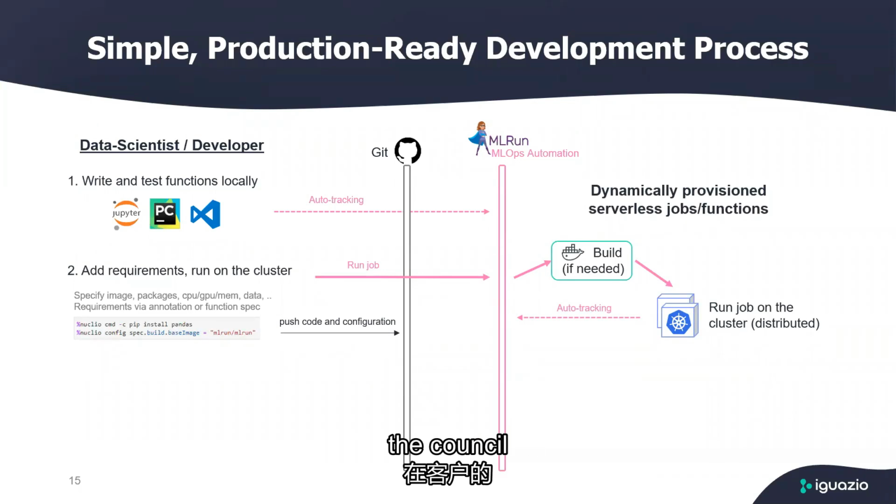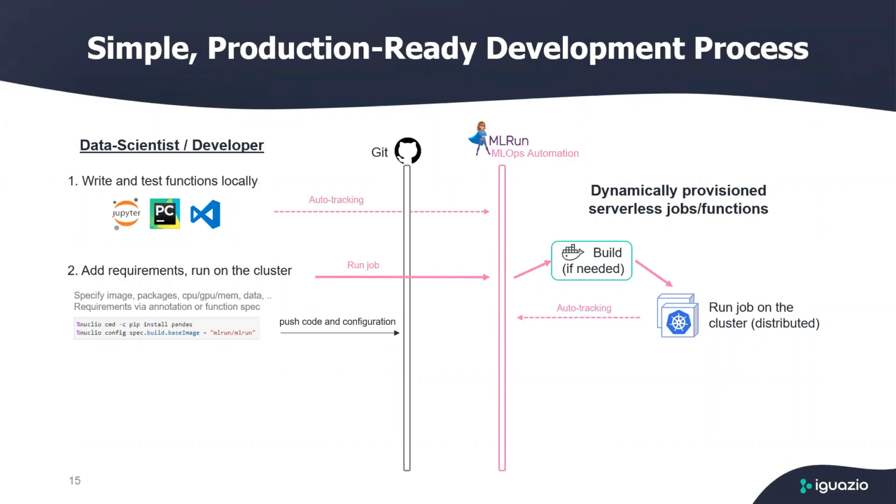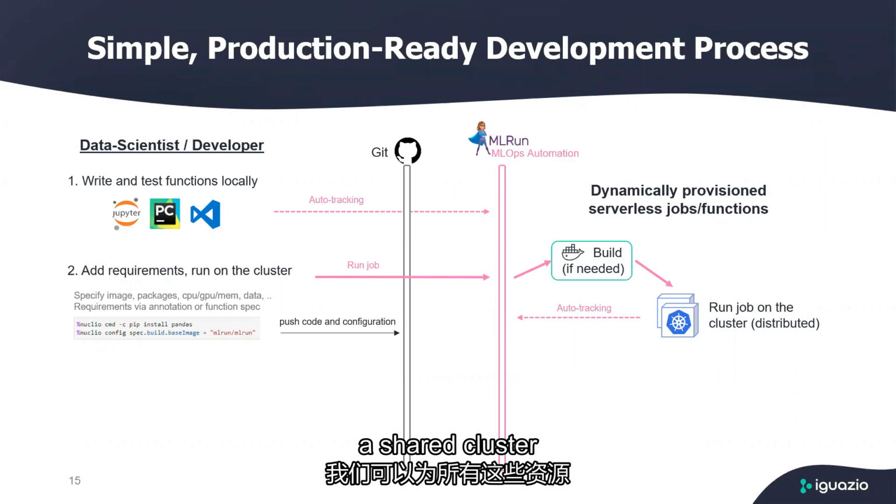You actually see the console of the Kubernetes job in the Jupyter notebook of the client. So again, it gives them the familiar environment. They don't need to understand what Kubernetes is. They just know that their code now runs distributed on a massive cluster. And when the job ends, all the resources are going to get decommissioned, including GPUs, CPUs, memory. So that means that we can have a shared cluster for all of those resources.